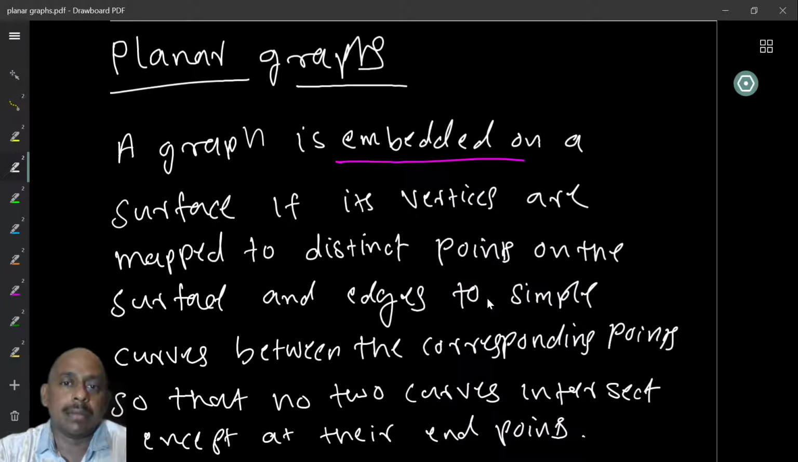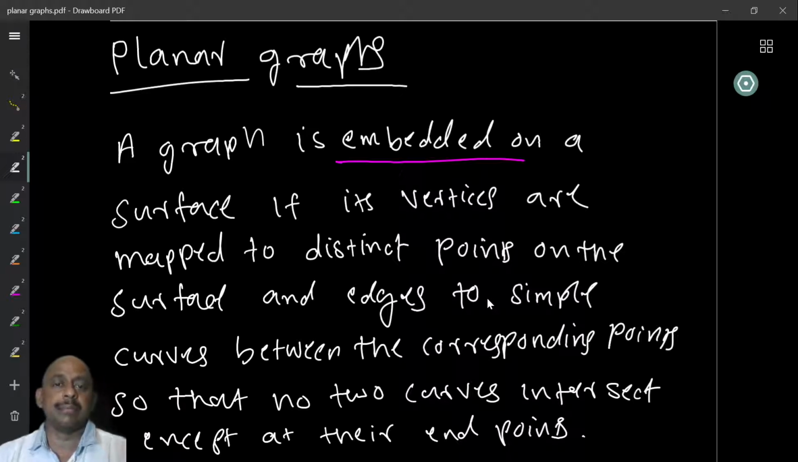A graph is said to be embedded on a surface. The surface can be the plane, or it can be other surfaces like the torus or higher genus surfaces. A graph is said to be embedded on a surface if you can map the vertices of the graph to distinct points on the surface and the edges of this graph to simple curves between the corresponding points, so that no two curves intersect except at their endpoints. This is what we mean by saying that it is not crossing.